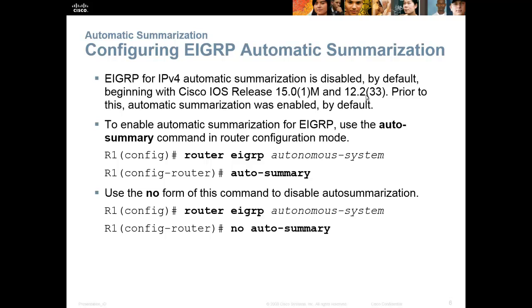Assuming whatever version you have, if you want to turn auto summarization on or off, you go under the EIGRP process. So router eigrp 10, enter. To turn it on, it's auto-summary. To turn it off, it's no auto-summary. Pretty easy. Now remember, auto summarization means automatic summarization. Do you want the router to do it for you automatically? If you turn off automatic summarization, you can still manually summarize. It just won't do it for you automatically. So be aware of that point.